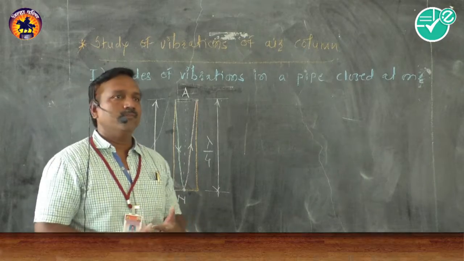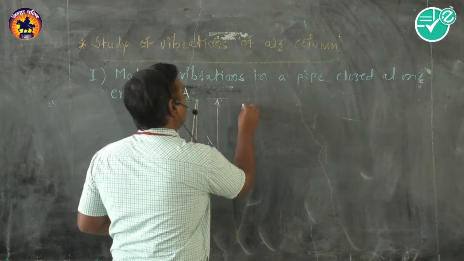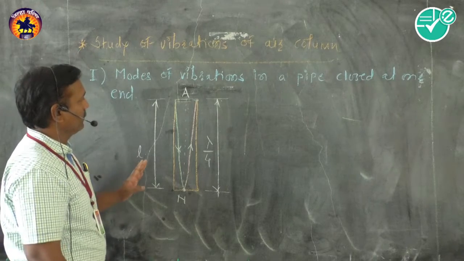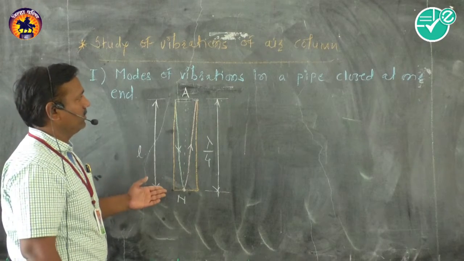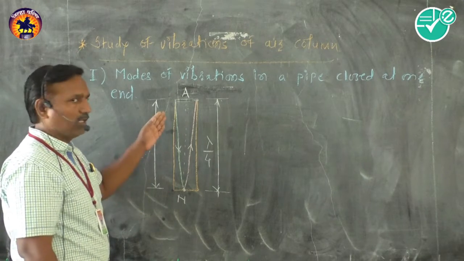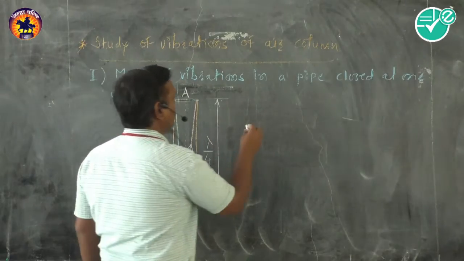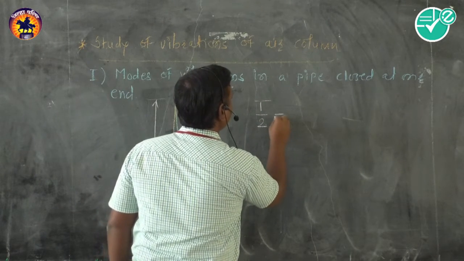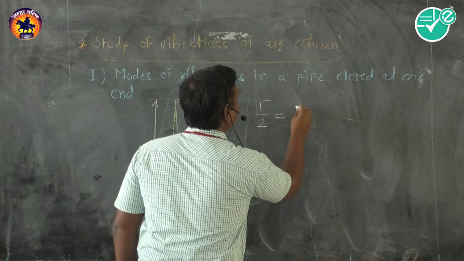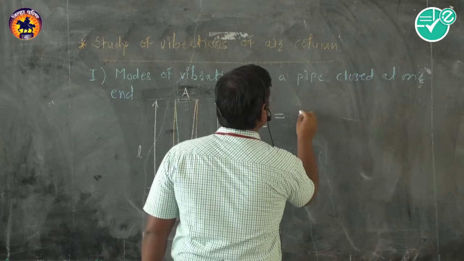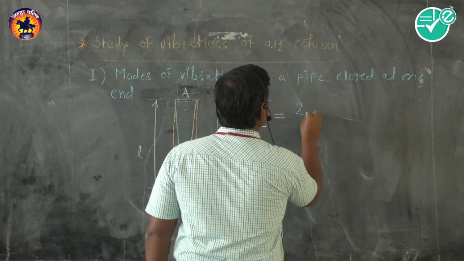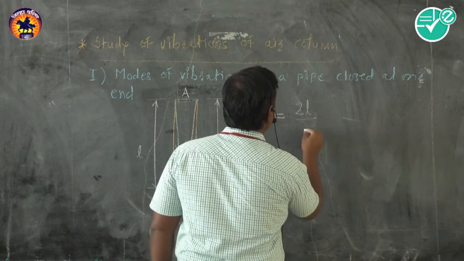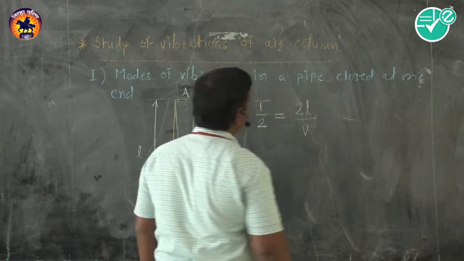And if we consider the time period for that particular part, the value of the time period can be given as T by 2 is equal to 2L divided by V.